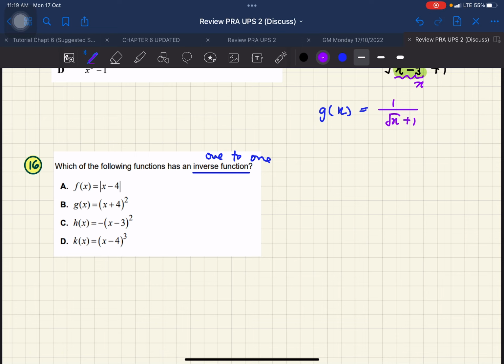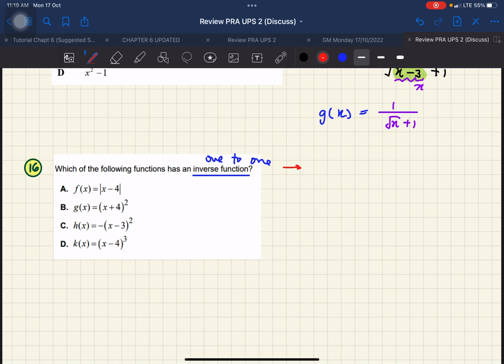Okay, so bila kita gunakan horizontal line test, so the HLT will cut only one point. Okay, so bila kita buat HLT, HLT tu akan potong pada satu poin sahaja.